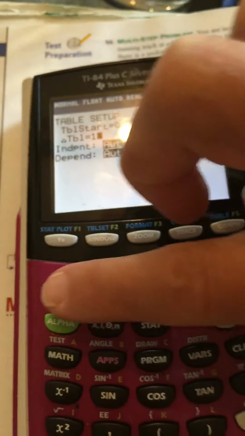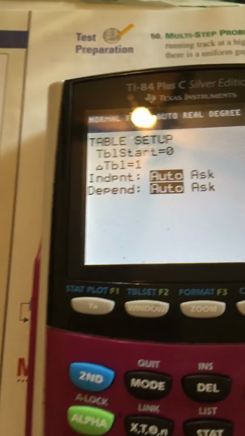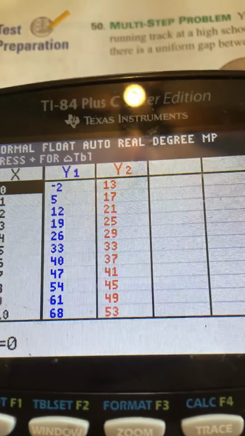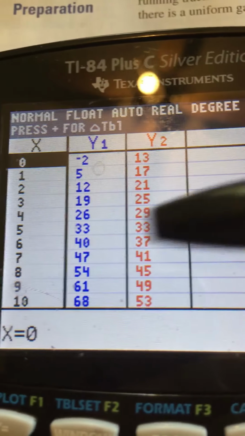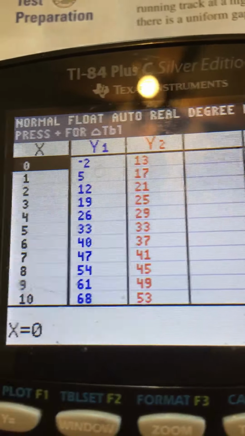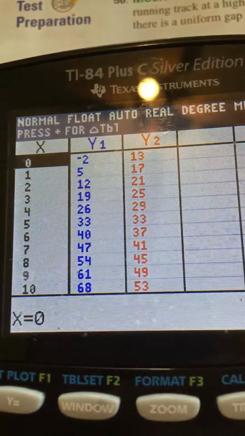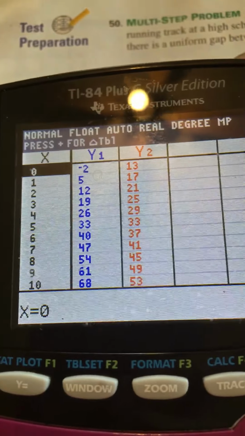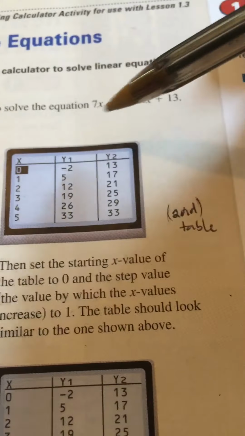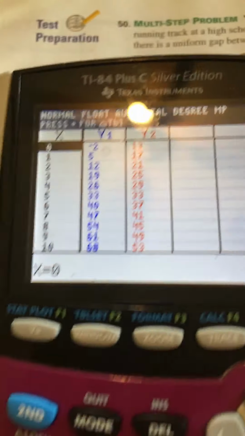So now I'm going to go try it again. Second table. And I'm looking for where these numbers are the same. If you look at 5, they're both 33 at 5. And that means that the answer is 5 to this equation. We didn't have to solve it. We got the answer. Now, let me show you my way.